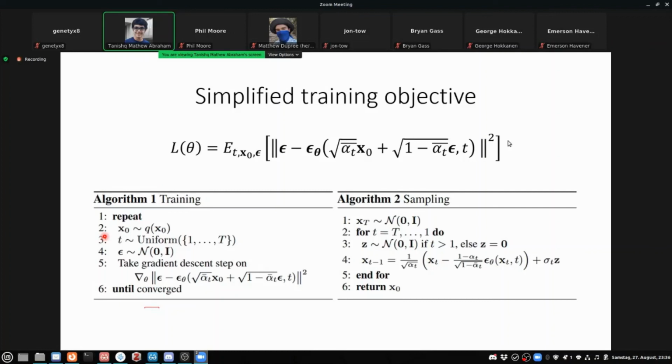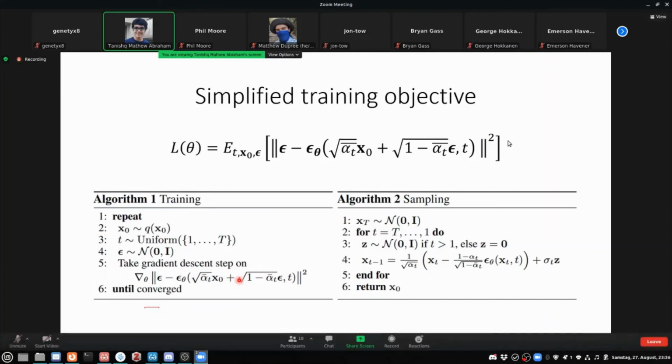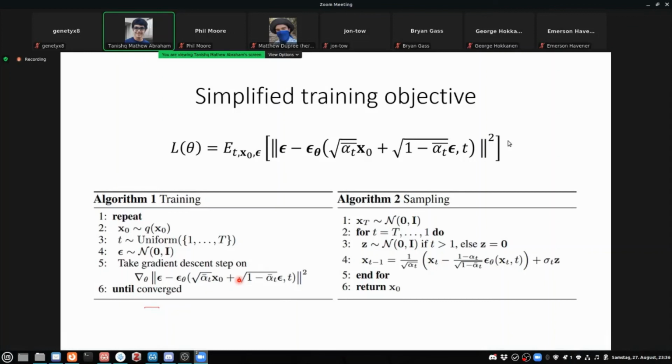And then 5, of course, you have your loss term. Again, there's that term in the middle that is giving you xt, which is your noisy image. You pass it into the model, and the model is predicting how much noise, and you're comparing it to how much noise you actually added to the image.